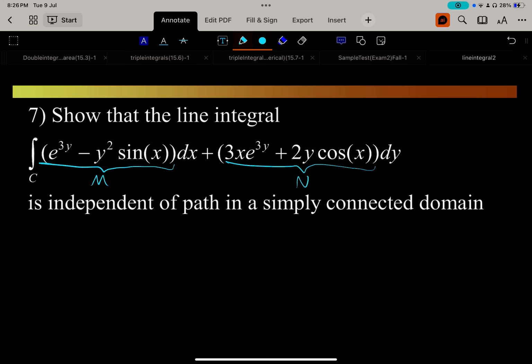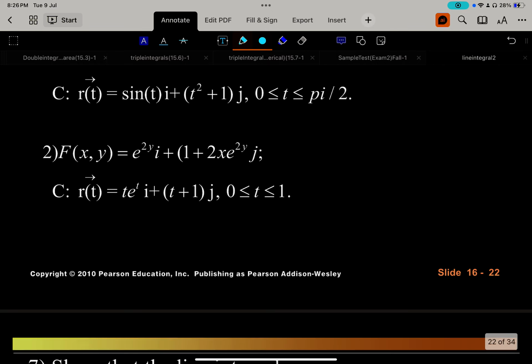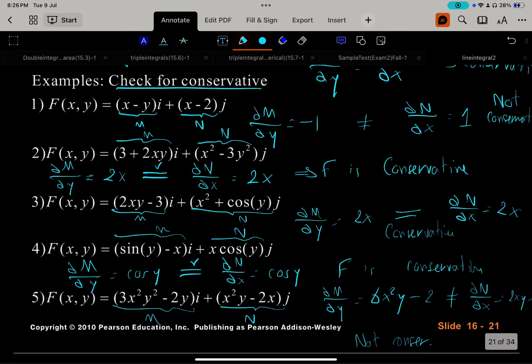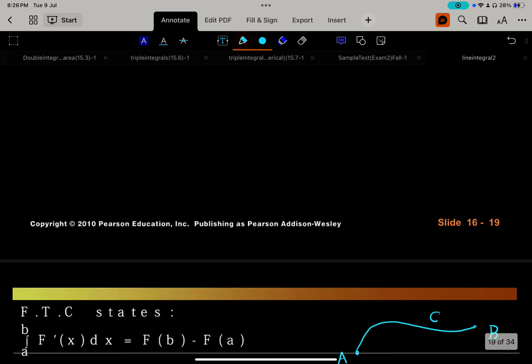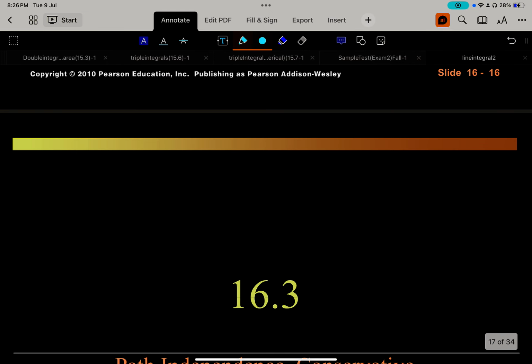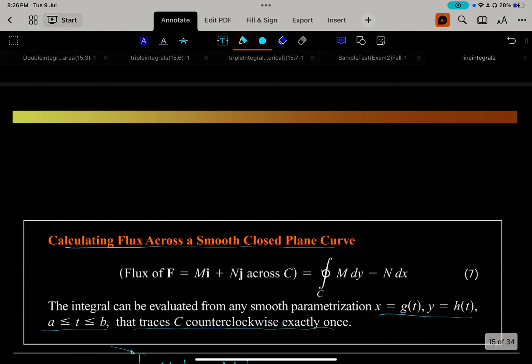This is n, and he is basically asking if this function is independent of path, that is, conservative or not conservative. So dM over dy equal to... yeah, that's how basically we write.